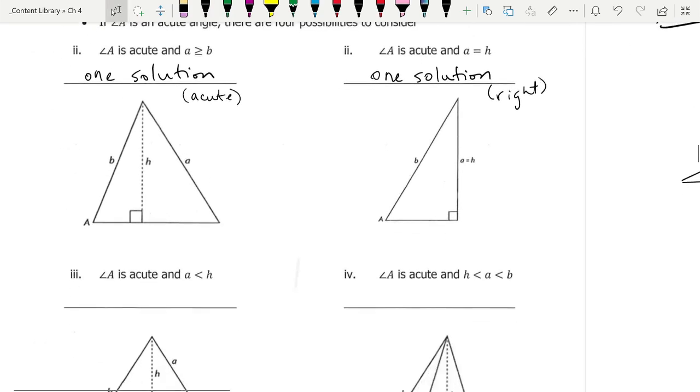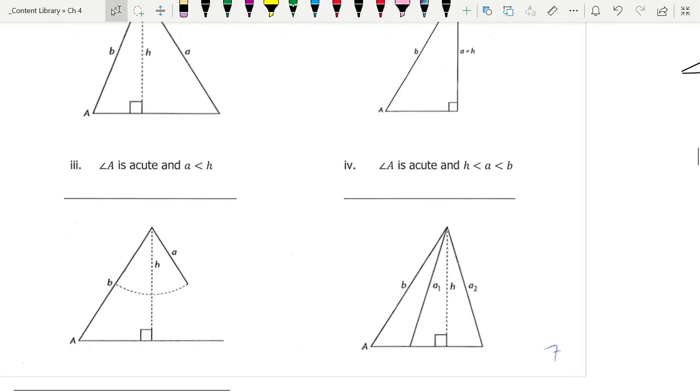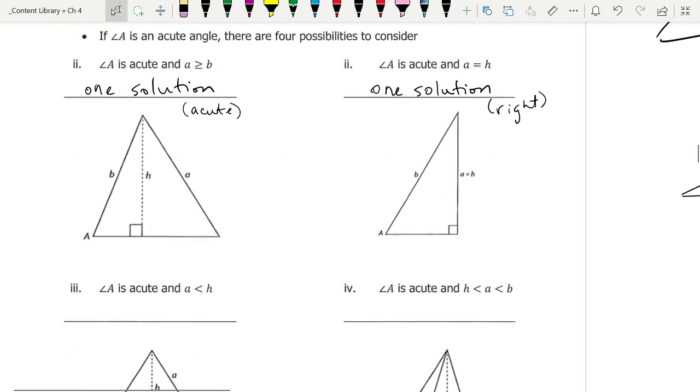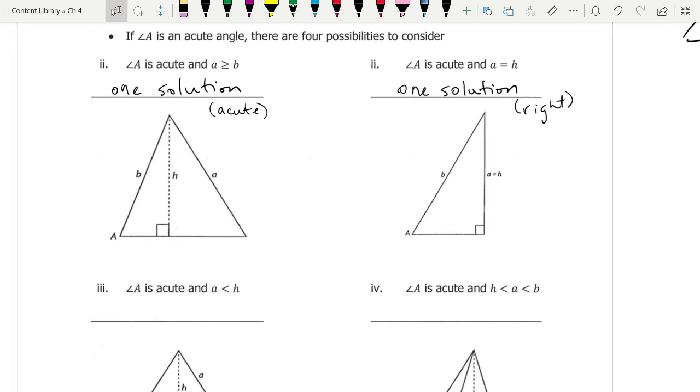Now, what if angle A is acute? Oh, sorry. Am I going too fast? Okay, I'll give you a sec. I'll still start talking about the third one, though. If angle A is acute, but what if side A is shorter than side h? Well, again, there's a couple things that could happen. This was the first one I gave to you in that activity. We were kind of messing with it.